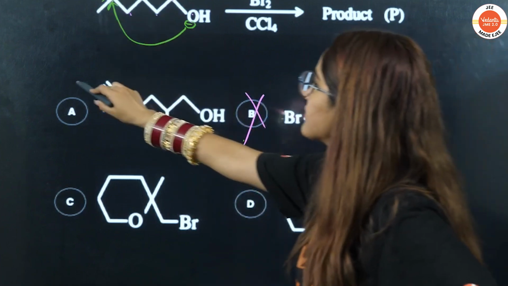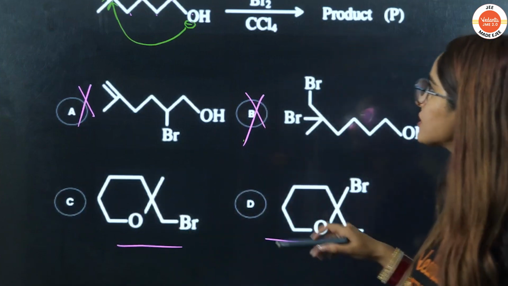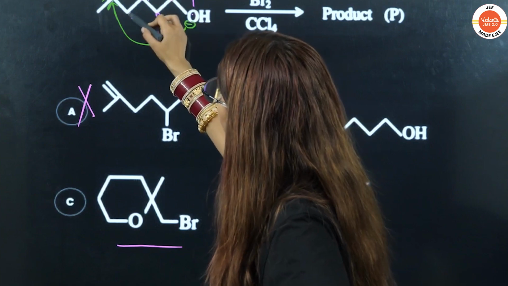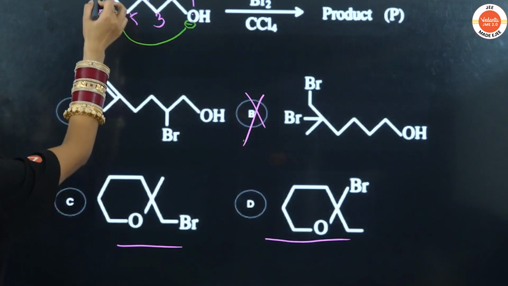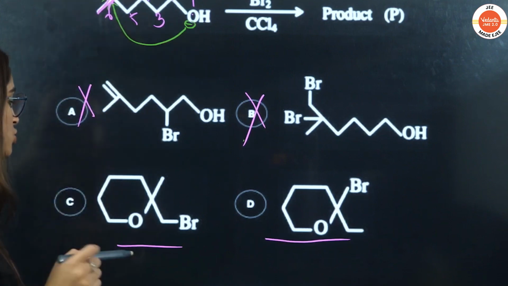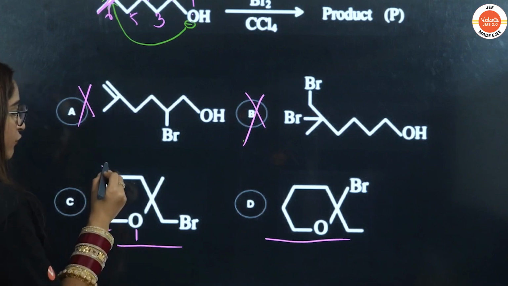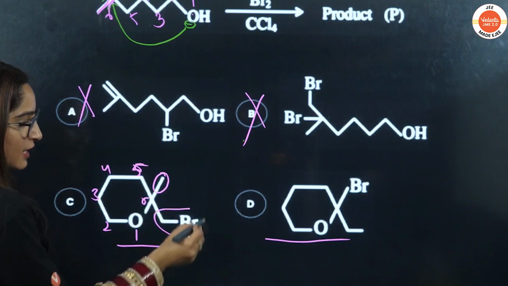So this is eliminated, this is eliminated. Out of this, we have to choose, right? So if you choose this, we know that this is 1, this is 2, this is 3, 4, 5, and 6. On the 6th position, I have one methyl and I have one CH2Br. If I start from here, this is 1, 2, 3, 4, 5, 6. On the sixth position, you have one methyl and one CH2Br.